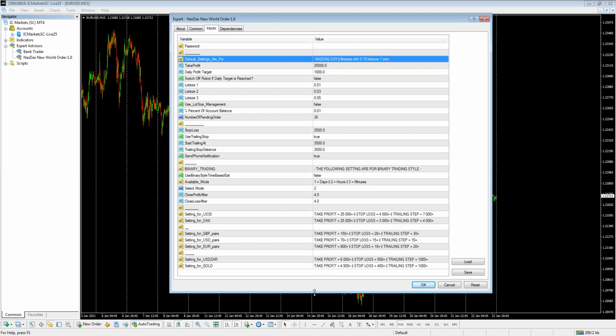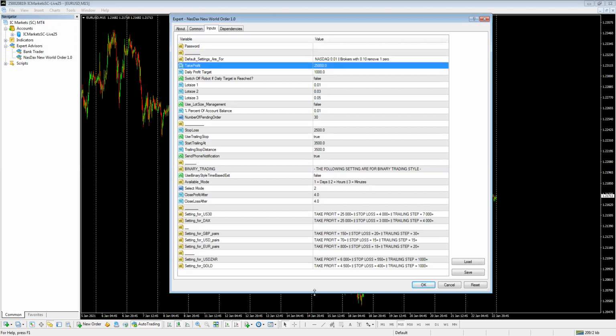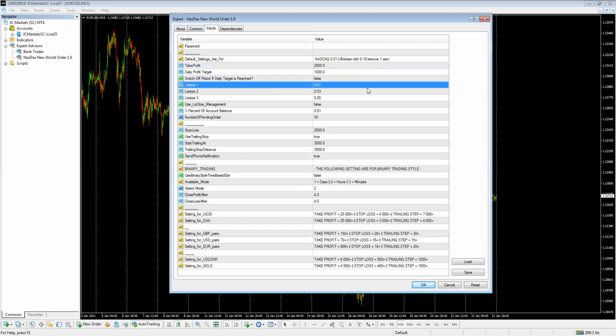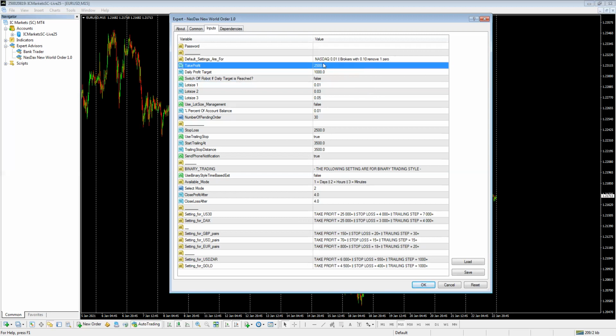Okay, what do I mean by removing 10? For instance, on take profit, you see this is 25,000. So with the brokers that offer the lot sizes I mentioned, you will remove the 10, which will make it 2,500. So the distance will be the same for someone using a broker with 0.01 and you using a broker that offers 0.10.